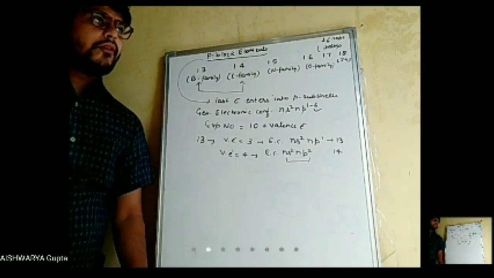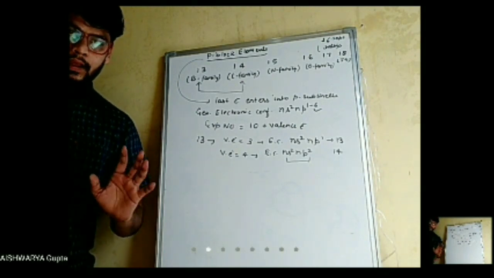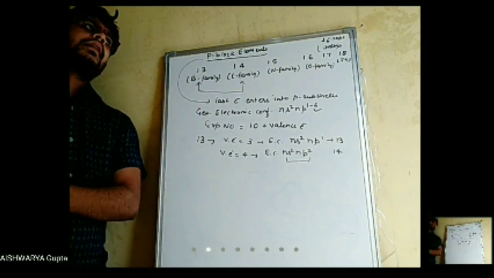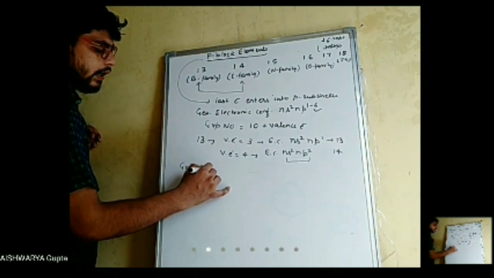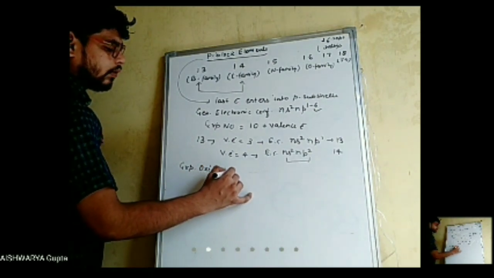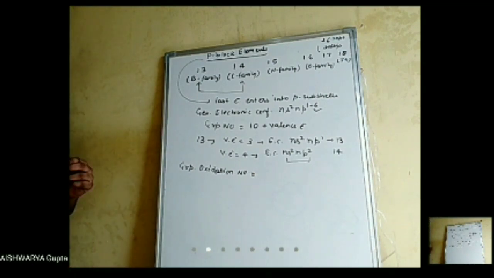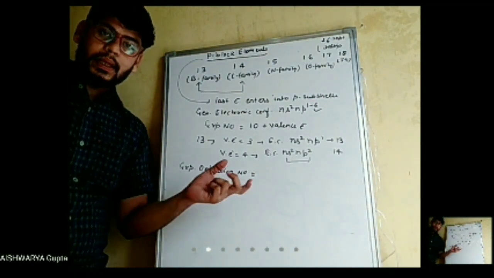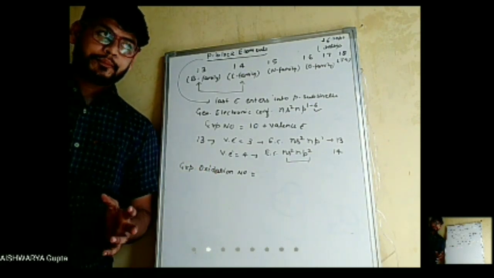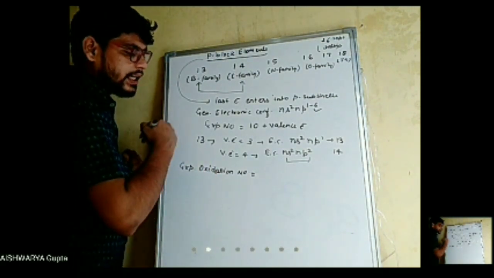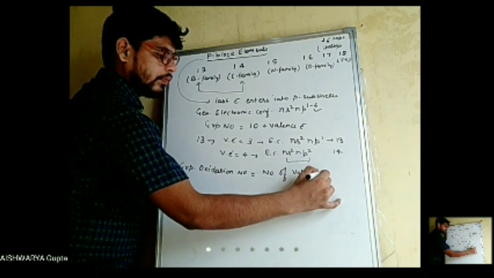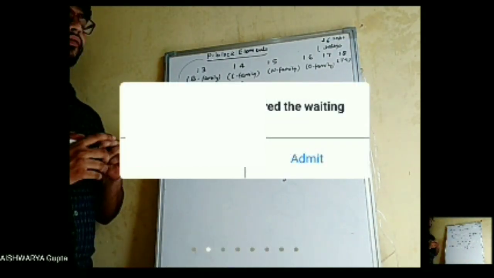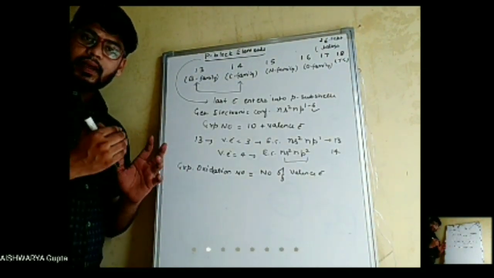Now if I ask as a whole for the p block elements, their group oxidation number: simply, group oxidation number equals the number of valence electrons. Group oxidation number will be equal to the number of valence electrons.